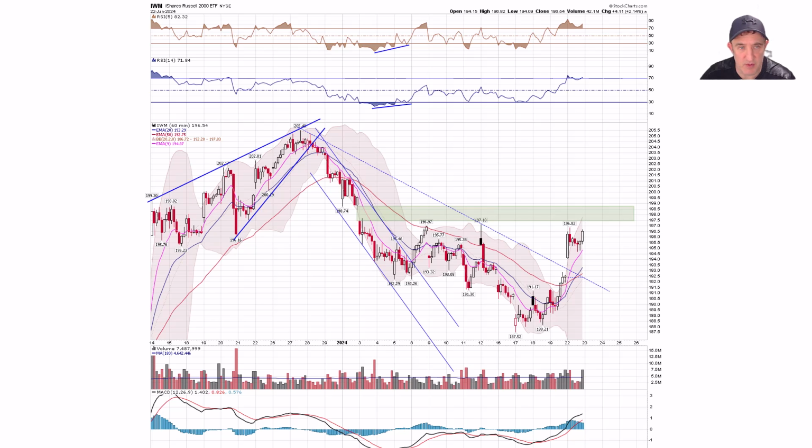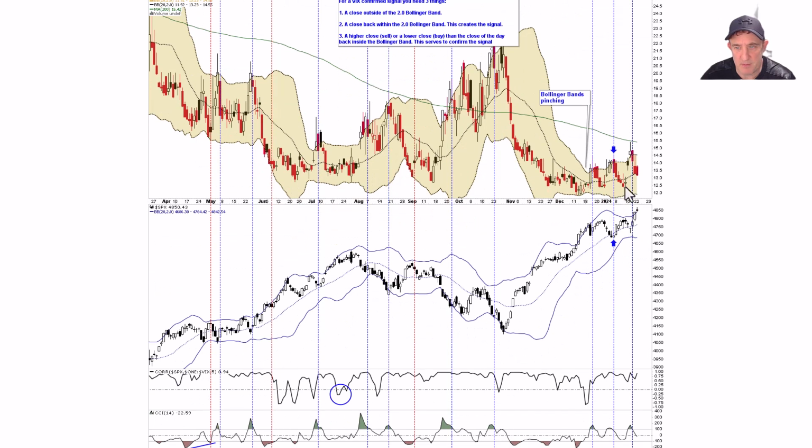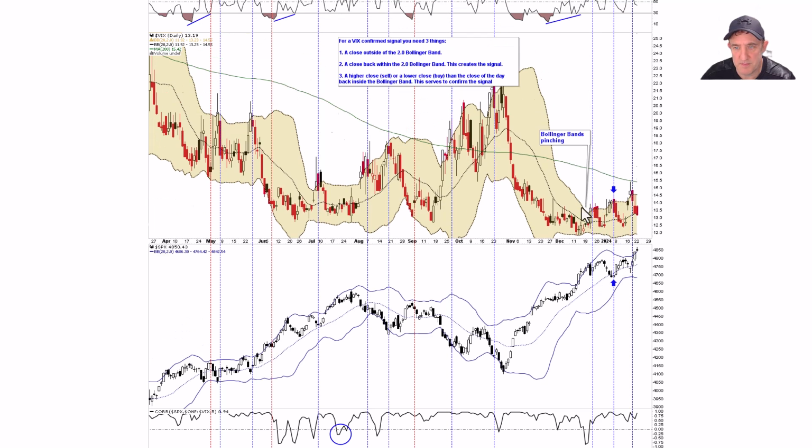All right, so that does it for the major indexes. Let's move on and look at some of our indicators. Here's the VIX, volatility index, the VIX system with the Bollinger Bands. Remember last week we had a VIX Bollinger Band buy signal in the S&P when it was trading above the Bollinger Bands, closed back inside. So far it's been a nice signal. And you can see the last couple signals, one here and one here.